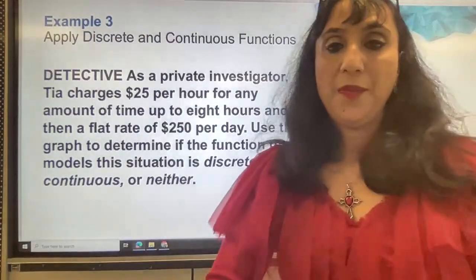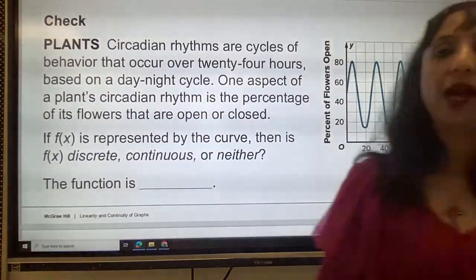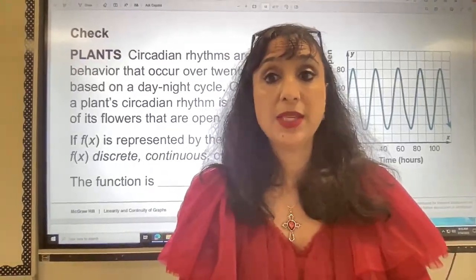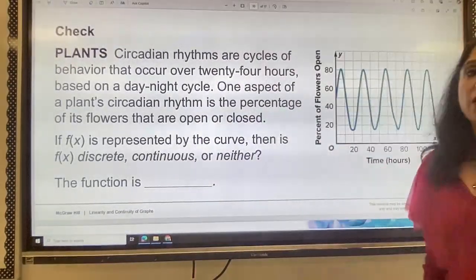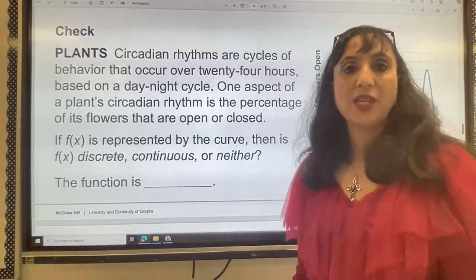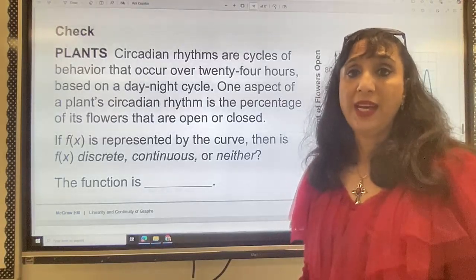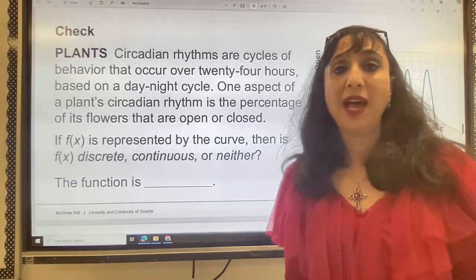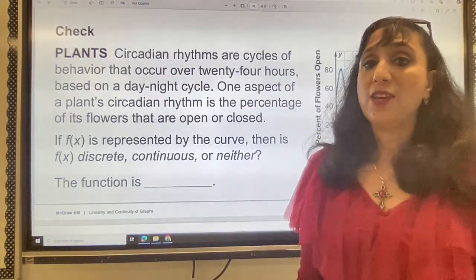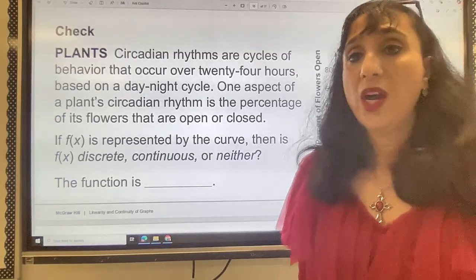All right, so here we have another question, and this is talking about plant circadian rhythms. All right, so circadian rhythms are cycles of behavior that occur every 24 hours based on a day-night cycle. One aspect of a plant's circadian rhythm is the percentage of its flowers that are open or closed. If f of x is represented by the curve, then is f of x discrete, continuous, or neither?